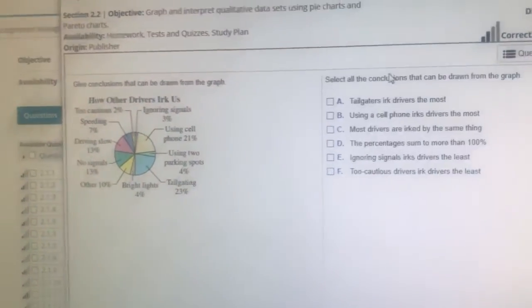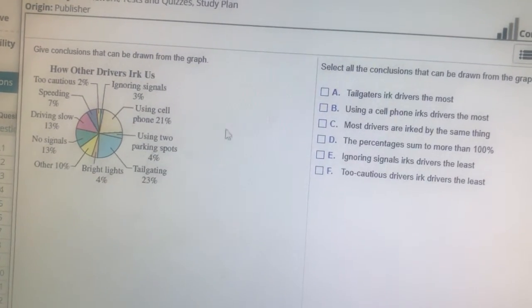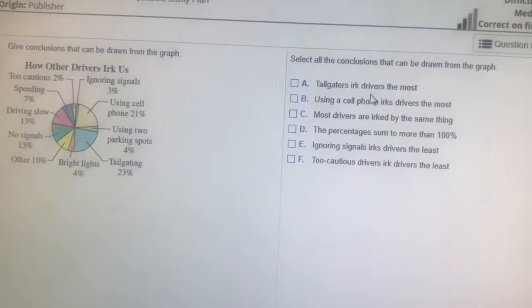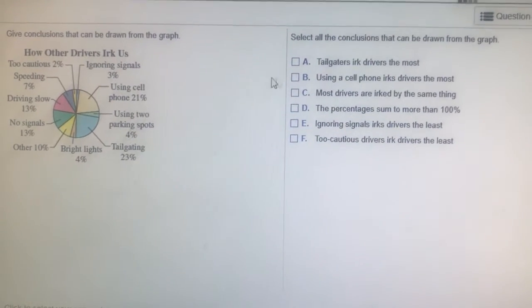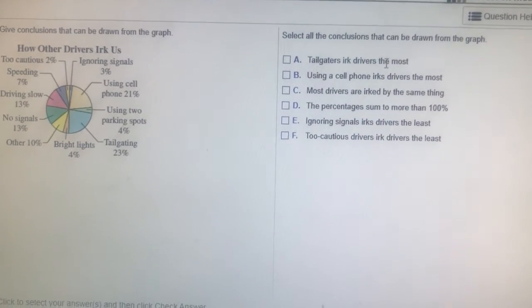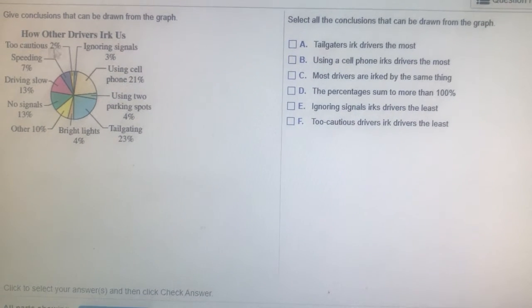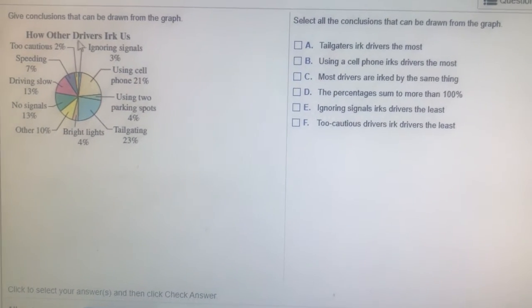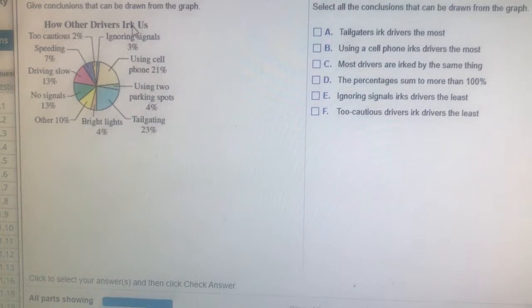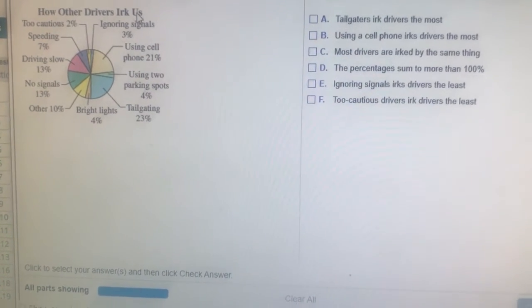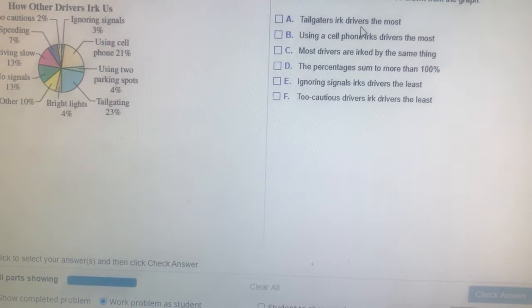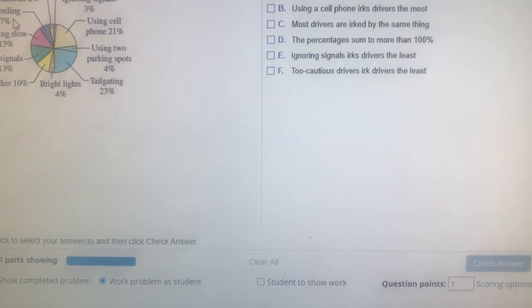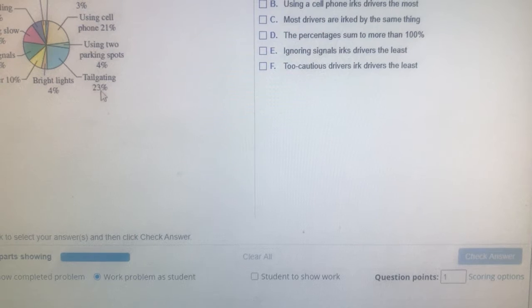All right, so we've got this pie graph, and we want to select all the conclusions that we can get from this pie graph. So the first one, tailgaters irk drivers the most. All right, this is how other drivers irk us. You know, we get aggravated at other people driving. So this says tailgaters irk drivers the most. Let's find tailgaters on there. Tailgating is 23%.